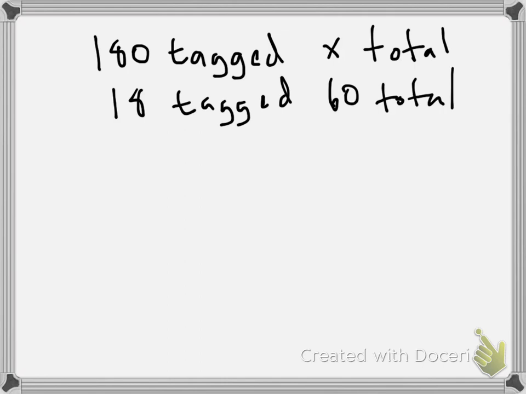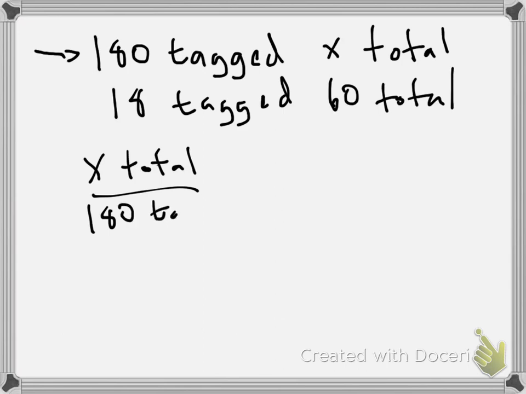Okay, and so what I'm going to do here is set up a proportion for this. And there's several proportions that will work from this. The key is consistency in my setup. So I'm going to just set up a proportion by making first a fraction for this top set of data, and I can do it either way. I'm just going to say that X total deer goes on top, and then 180 tagged deer goes on the bottom.